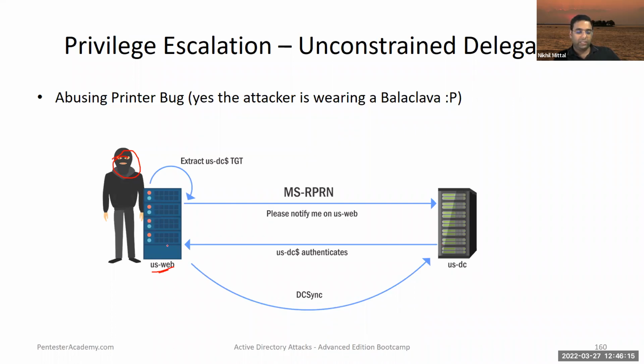USDC$ authenticates to US web or sends the ticket to US web. We extract the TGT of USDC$. USDC$ is the domain controller account. Please note that the domain controller account, a machine account, cannot log on interactively. But what a domain controller can do is run the DCSync attack. And that is what we are going to do now.